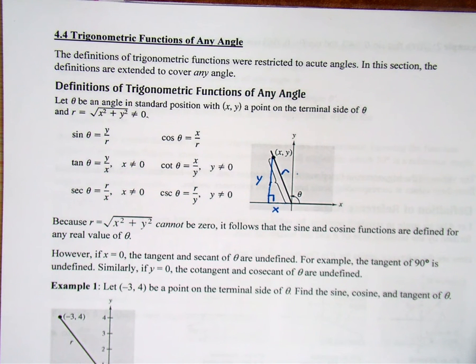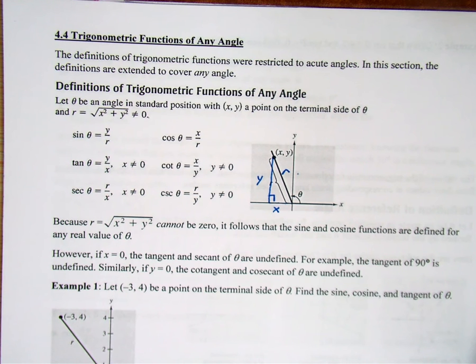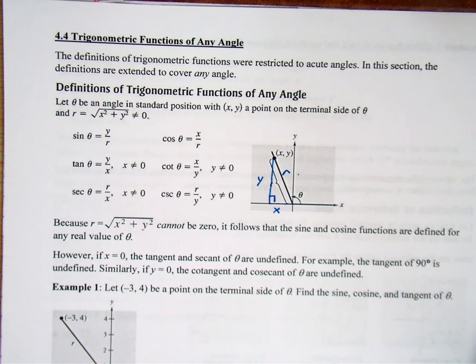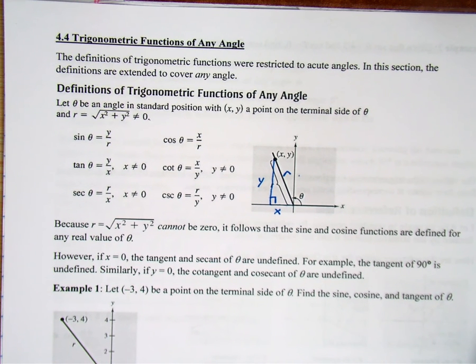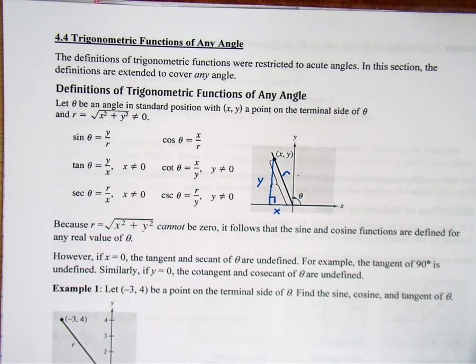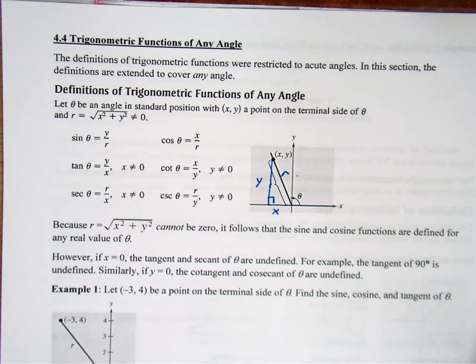Because r equals the square root of x squared plus y squared cannot be 0, you don't want r to be 0, it follows that the sine and cosine functions are defined for any real value of theta. However, if x equals 0, the tangent and secant are undefined. For example, the tangent of 90 is undefined because then it would be (0, 1), and you'd have 1 over 0. Similarly, if y equals 0, cotangent and cosecant would not be defined either.